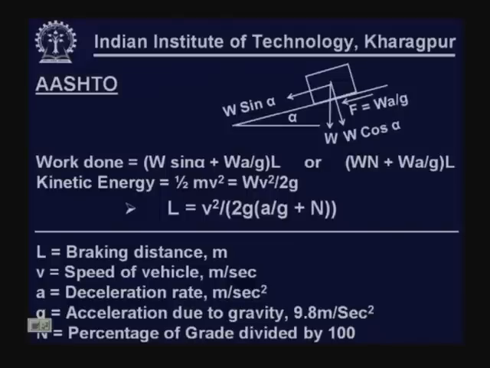The remaining is the same. So, work done is (W sin alpha plus W by g into a) multiplied by L, the length, and kinetic energy is as usual half of W by g V square. If we equate these two, we can find L as L equals V square by 2g into (a by g plus n), as shown here. Here L is the braking distance, V is the speed of the vehicle in meters per second, a is the acceleration rate in meters per second square, g is the acceleration due to gravity, 9.8 meters per second square, and n is the percentage of grade divided by 100.